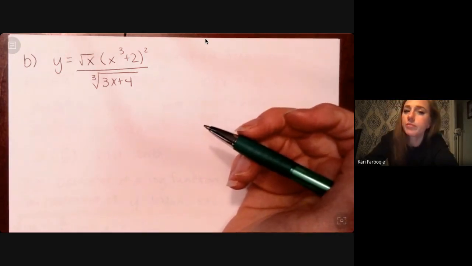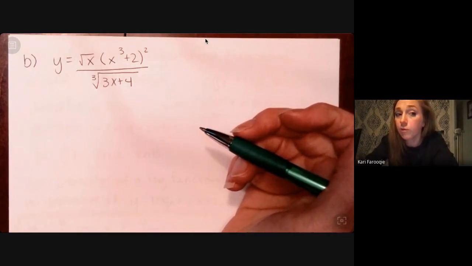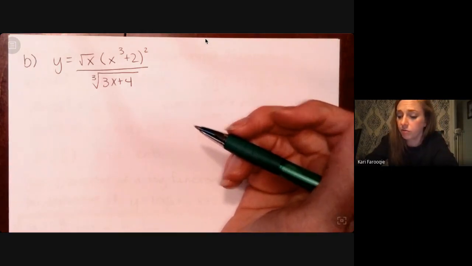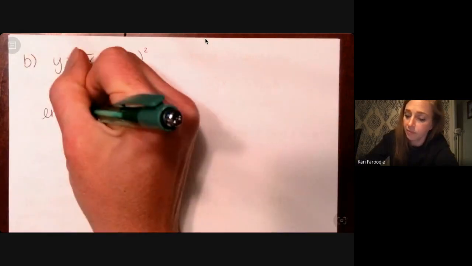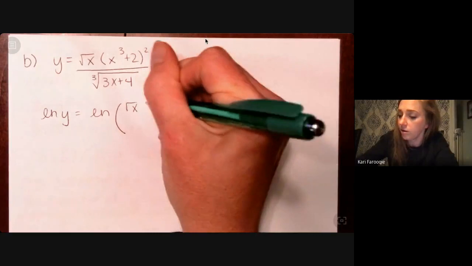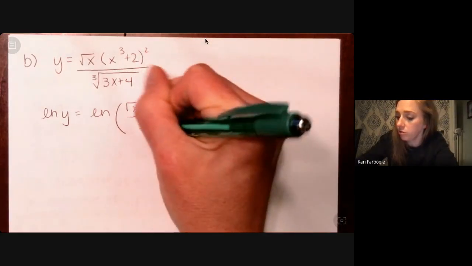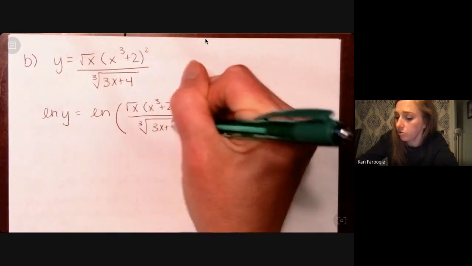But we have it at our disposal, so I'm going to show you how to use it. Okay, remember, we're going to take the natural log on both sides of the square root of (x cubed plus 2) squared divided by the cube root of (3x plus 4).